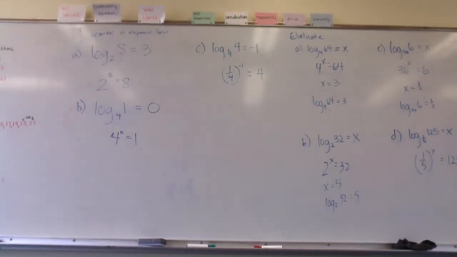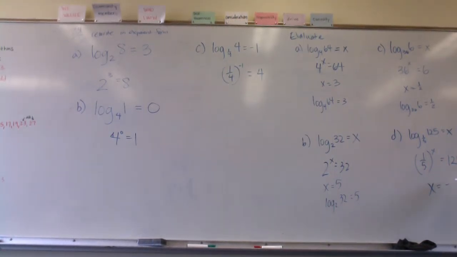First of all, what do I want to do to 1/5 to even start thinking about 125? I want to flip it. So I know my x has to be negative. As soon as I flip it, instead of dealing with 1/5, now I'm dealing with 5/1, which is 5. That took care of the 1/5. What would I need to raise 5 to, to get 125?